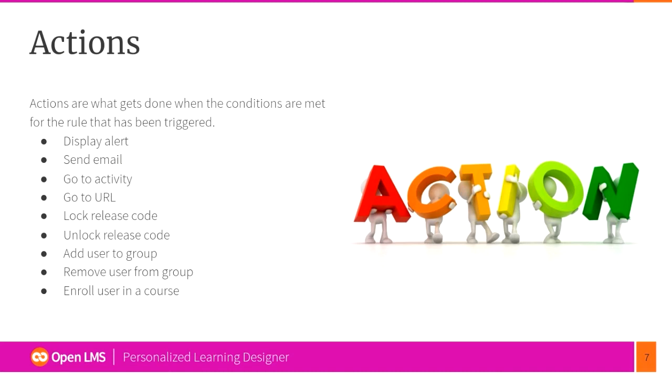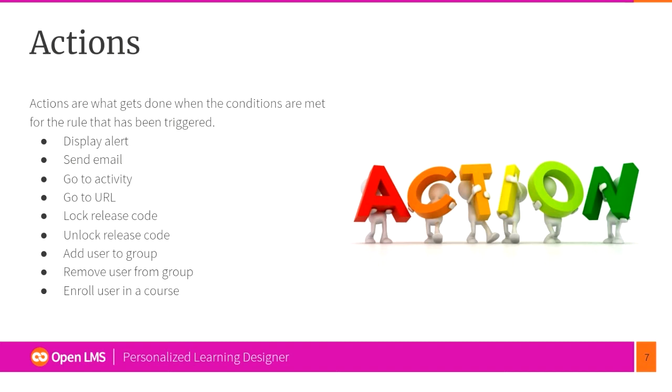There's that go-to URL. There's a lock release code and unlock release code. Again, that's related to if you had lock or unlock releases on activities within the course. You can add a user to a group if you are using groups in the course, remove a user from a group, and then last but not least, enroll a user in the course. So again, a lot of actions that you can choose here.